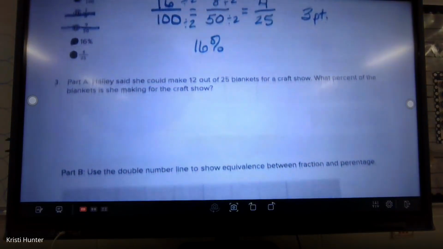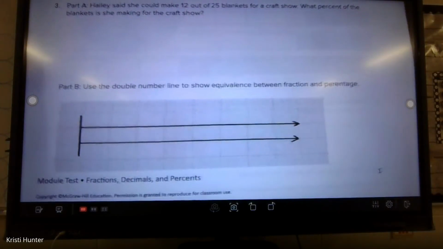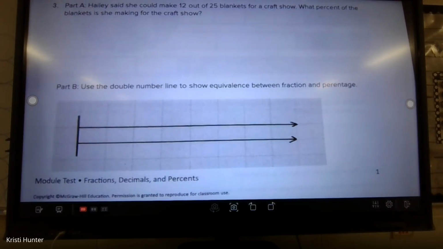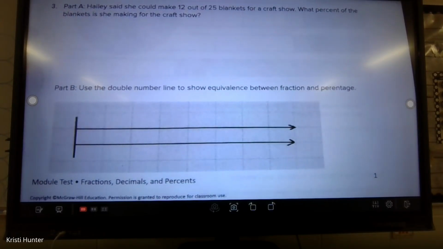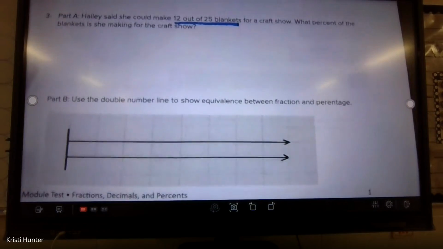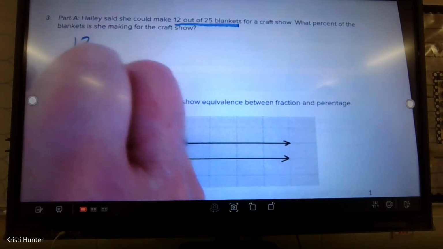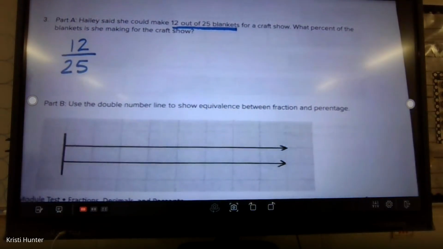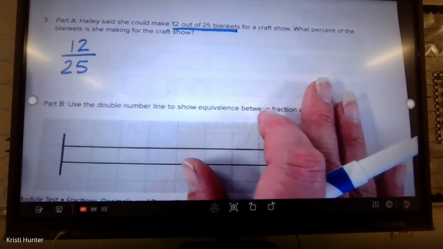And that takes us down to our last problem on this first page. Haley said she can make 12 out of 25 blankets for a craft show. What percent of the blankets is she making for the craft show? So when I look at this, my problem is 12 out of 25, which is the fraction 12/25.